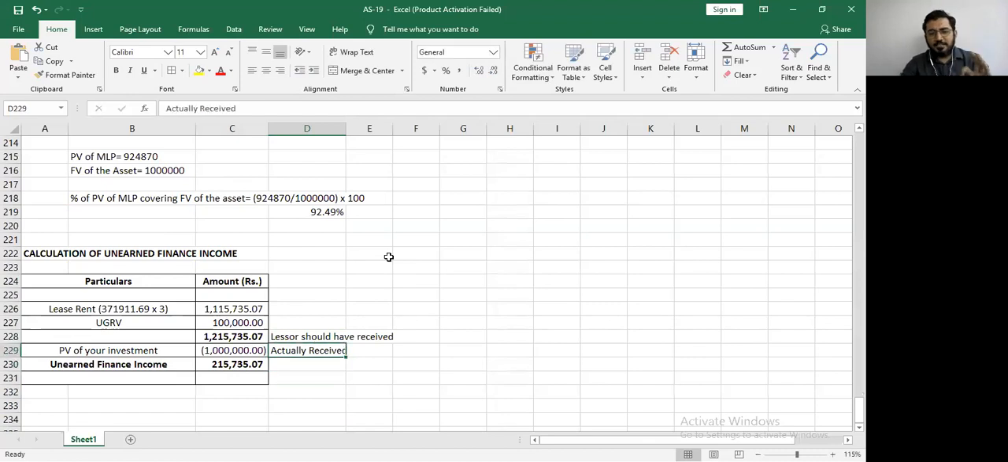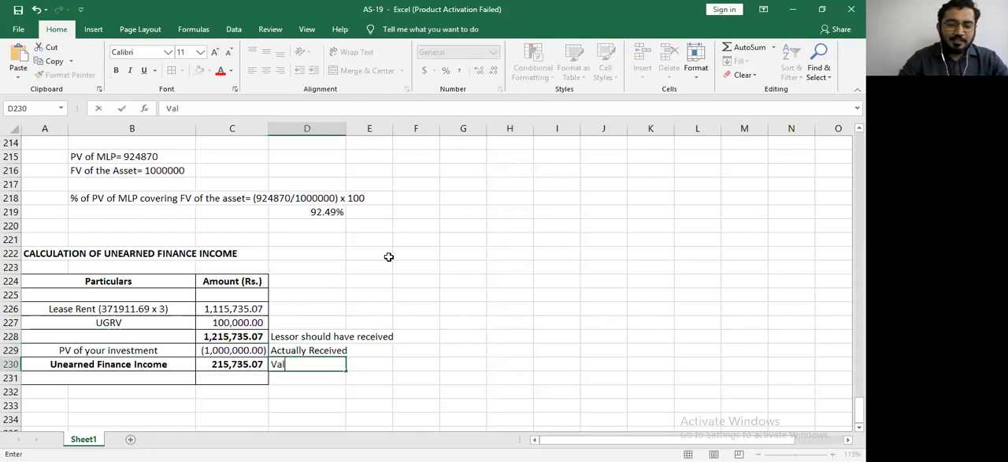ध्यान देना, I actually received how much? I actually received 10 lakhs. Now please understand, it is actually incorrect to say that I actually received 10 lakhs, but for your ease and for your understanding I am writing over here. Actually if you understand, आपको 12,15,735 रुपए ही मिले, आपको कम नहीं मिले, आपको उतने ही पैसे मिले.